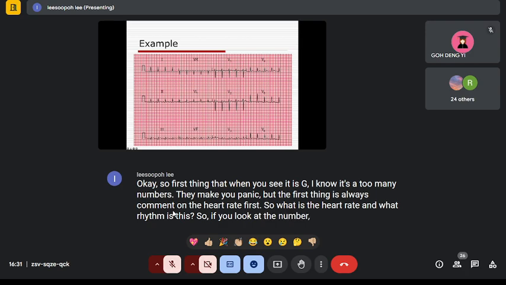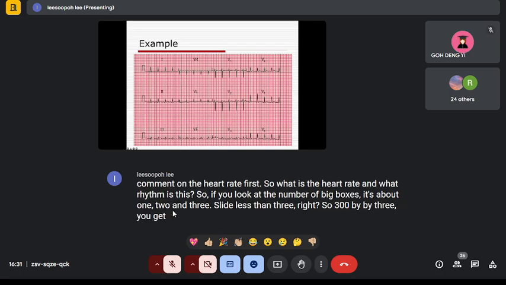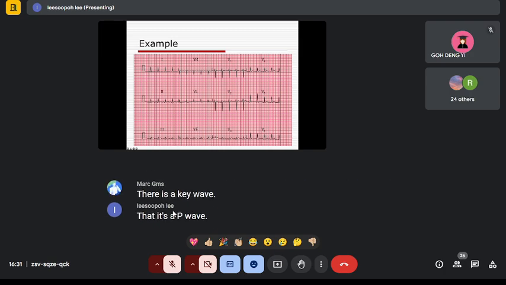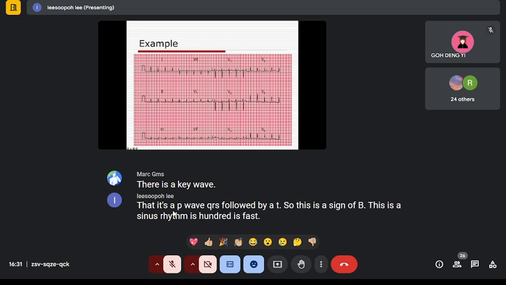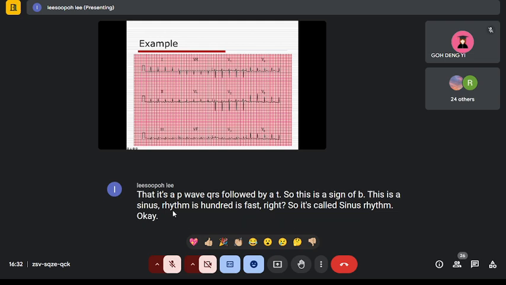If you look at the number of big boxes, it's about 1, 2, and 3, slightly less than 3, right? So 300 divided by 3, you get around 100. So this heart rate is around 100 or maybe more. Is this a sinus rhythm or not? Do you see a P wave? There is a P wave, QRS, followed by a T. So this is a sinus beat. This is a sinus rhythm. This heart rate is fast, right? Okay, understand this part?